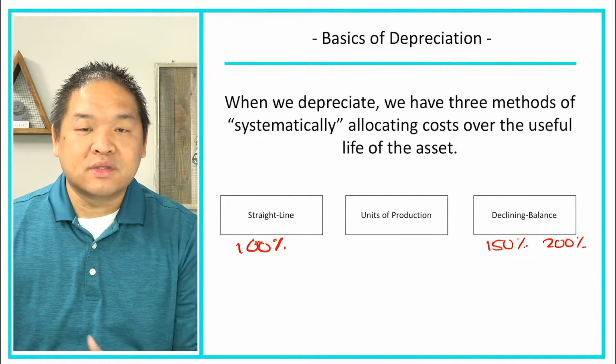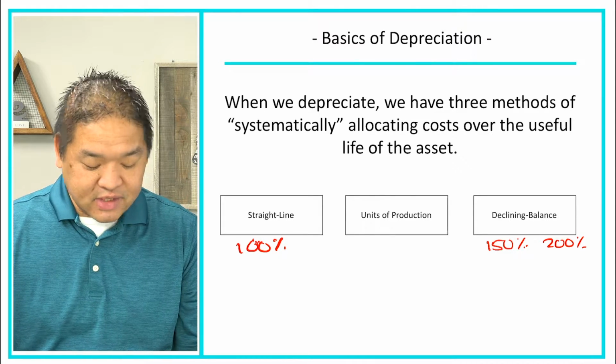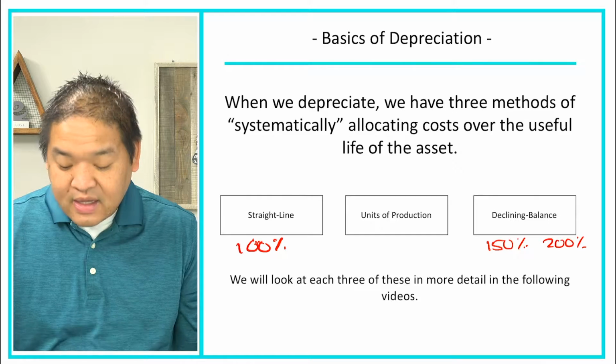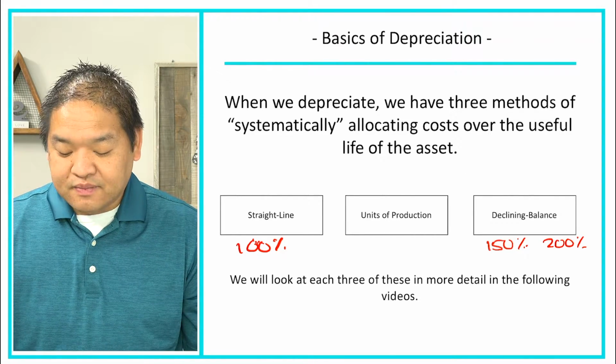So that's kind of how it looks: we've got our straight line and then our declining and then our units of production. So we will look at these three in more detail in the following lessons. So that's what we'll do there.